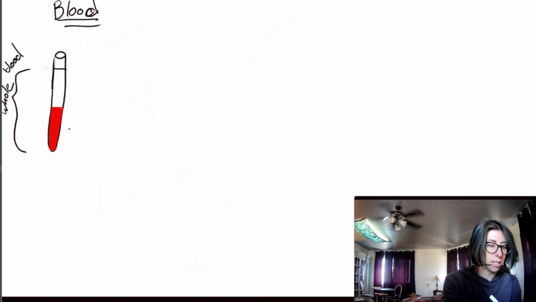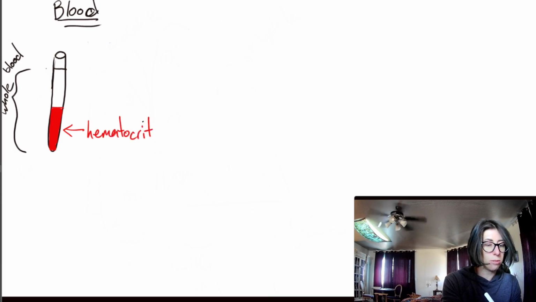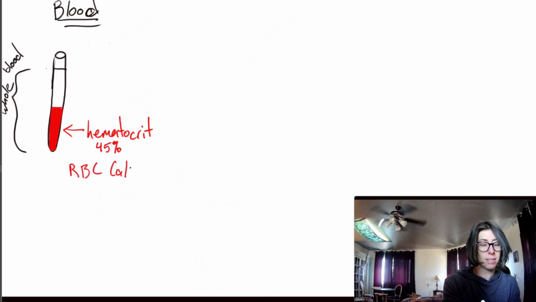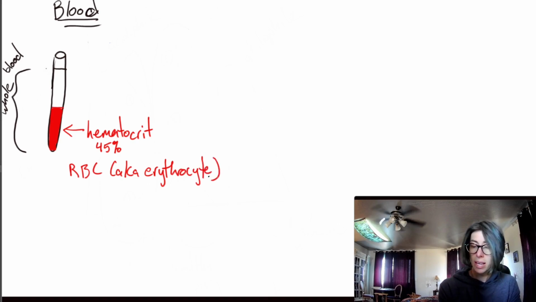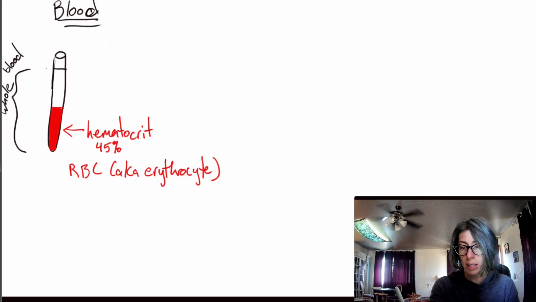So this is the hematocrit. That's about 45% of the blood volume. This is your red blood cells, also known as, the more scientific term would be erythrocyte. Right. Then just above that, we have this sort of milky looking layer.